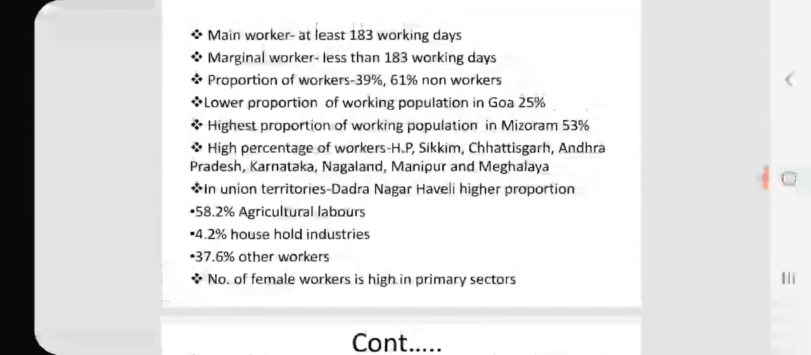If we take a look at the working composition of India, there are 2 types of workers, the main workers and the marginal workers. The workers who work at least 183 days in a year are called main workers, and those who work less than 183 working days are called marginal workers. In India, the proportion of workers is 39% and 61% of the total population are non-workers. The lowest proportion of working population is in Goa, that is 25%, and the highest is in Mizoram, that is 53%.